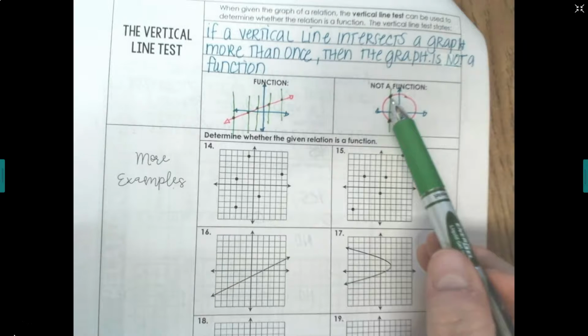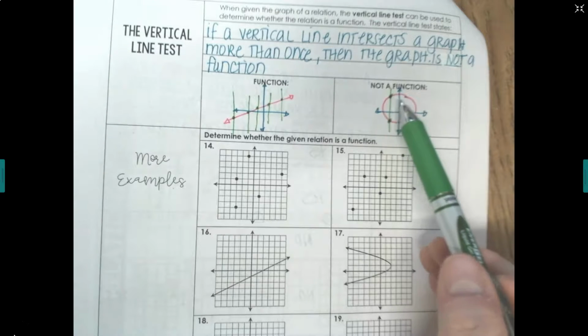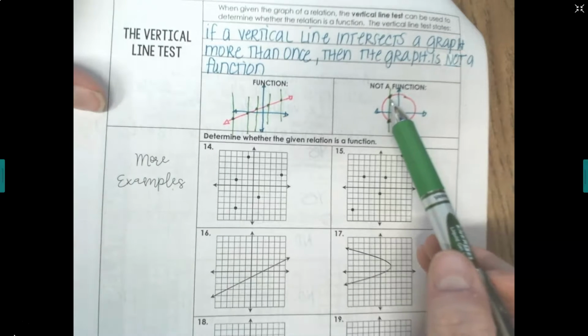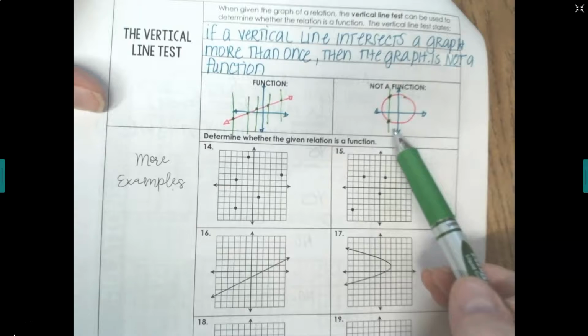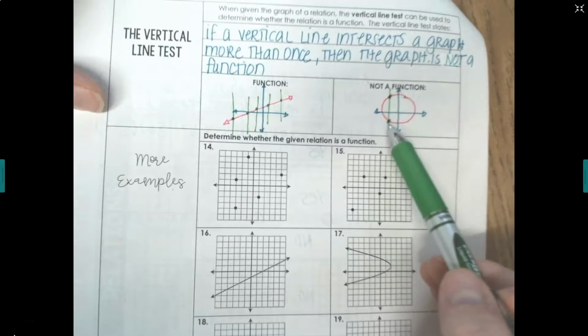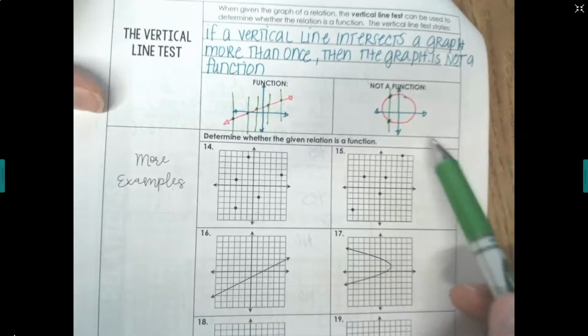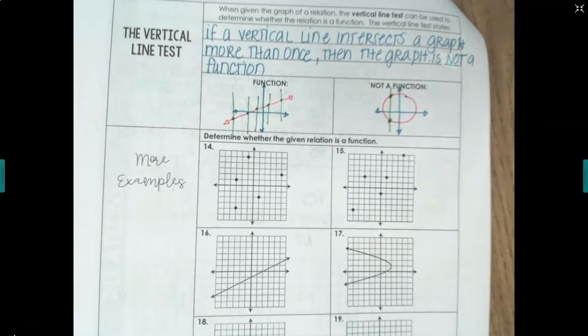So that goes against what we were saying of what makes a function, is that the x value can only have one output, but this has two different outputs for the same x value. So that is not a function because you're crossing the x twice. You're using the same x value more than one time. So let's take a look at each of these.